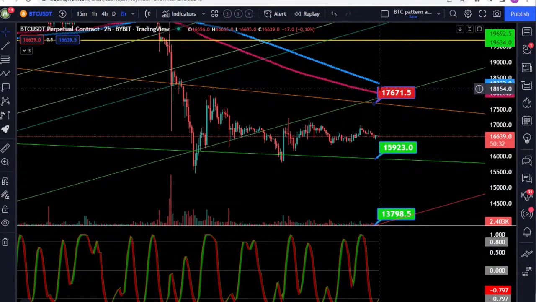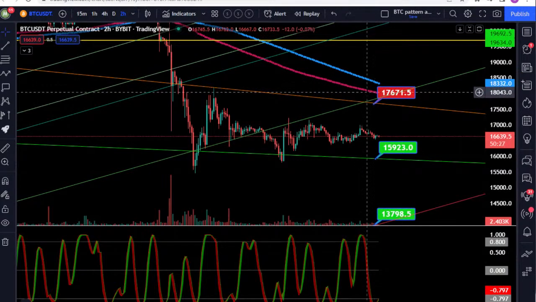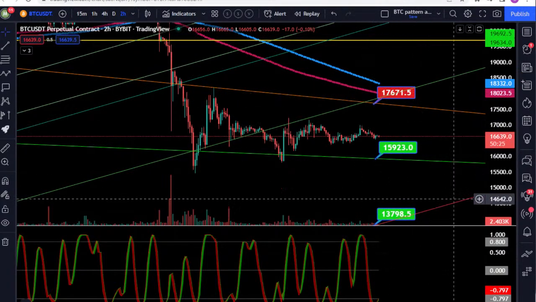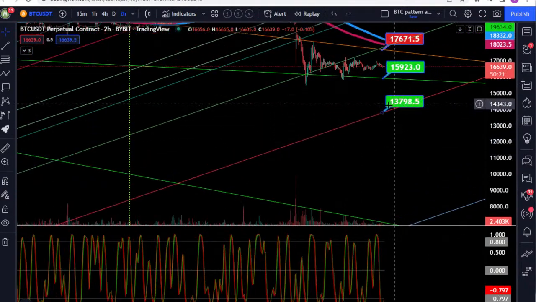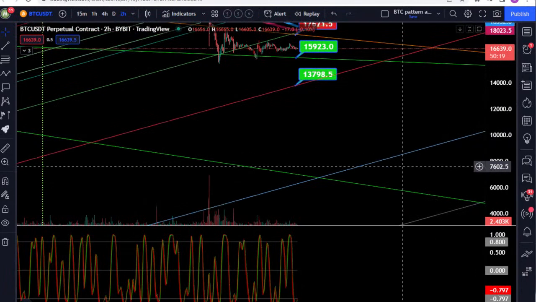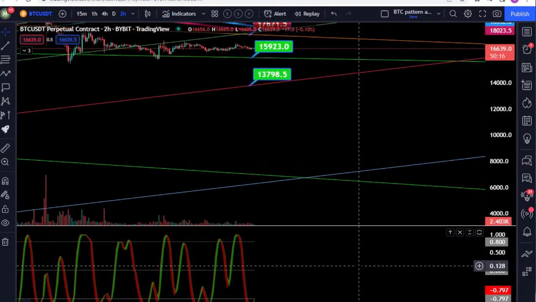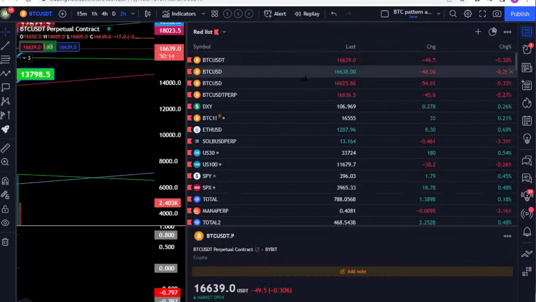We have our moving averages. This is on the 2 hourly coming down. The 200 and 233 are both coming down. To the lower side, we have a Fibonacci channel target at 13798. The stochastic CG oscillator, I told you already about Bitcoin.